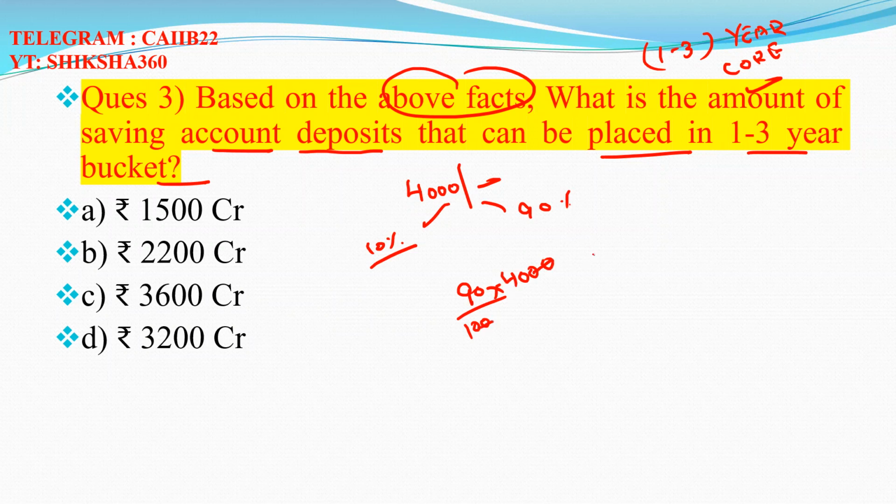Cancel out. So basically 9,436,360 crores. Sorry, 3,600 crore. Clear? 3,600 crores. So this one is the answer.